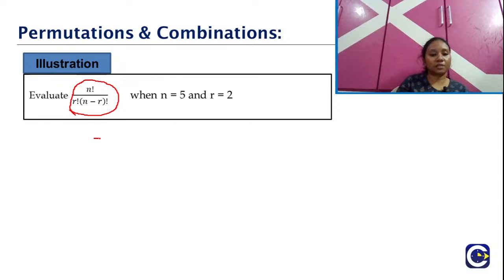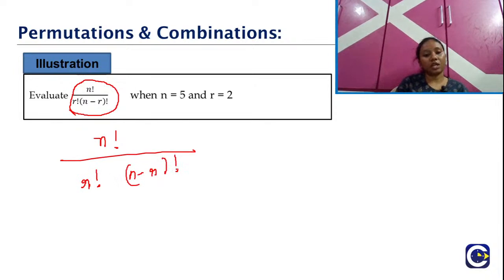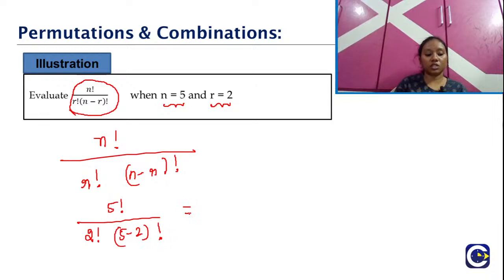Here the expression given is n factorial by r factorial into n minus r factorial. And in the question itself, they have given the values of n and r. So let's do the simple substitution. n is 5, so it will be 5 factorial in the numerator, and r is 2, so 2 factorial in the denominator, and n minus r, that is 5 minus 2 factorial. So this is 5 factorial in the numerator and 2 factorial into 3 factorial, since 5 minus 2 is 3.